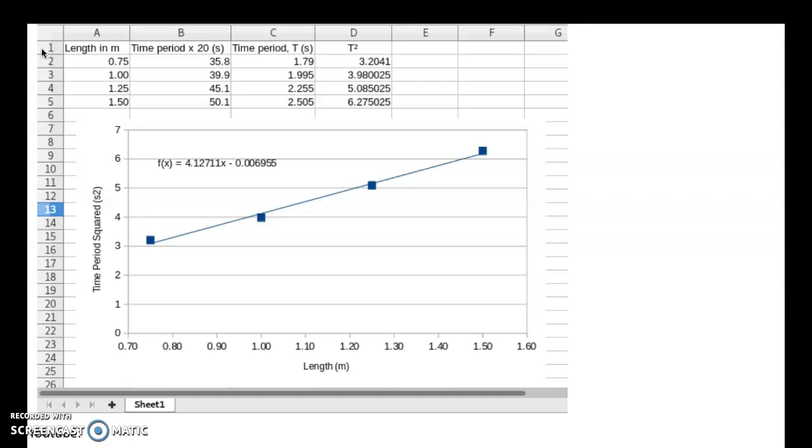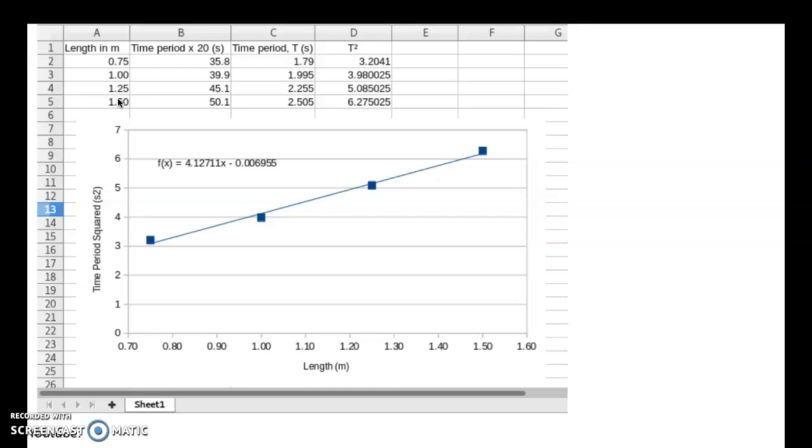I'm reporting on extra credit assignment number 3, which says determine the acceleration of gravity using a simple pendulum. So here's my Excel graph. I have it for the length in meters of 0.75, 1 meter, 1.25, and then 1.5.